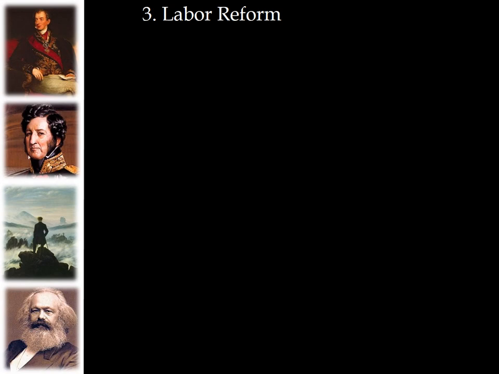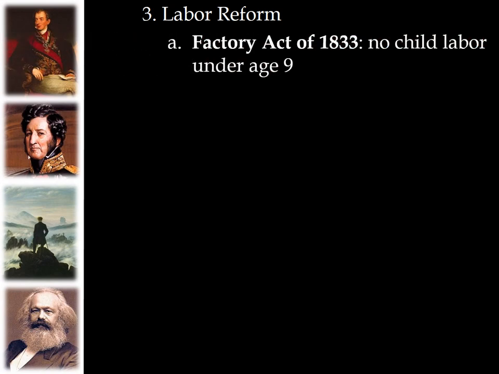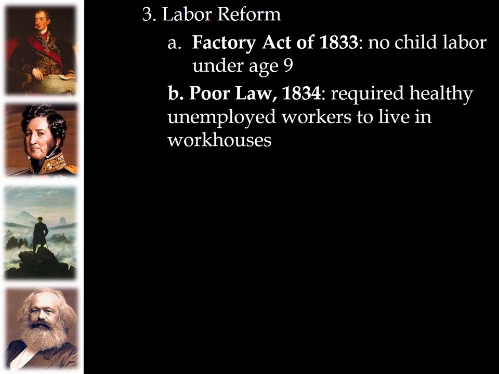The Whig Party will also initiate some labor reform. The Factory Act of 1833 was a big one. Basically, this act said that nobody under the age of 9 would be allowed to work in the factories. I know that sounds ludicrous to you all, but yes, there were children that started working in the factories as soon as they could stand upright. So this made it so nobody under the age of 9 could work in a factory.